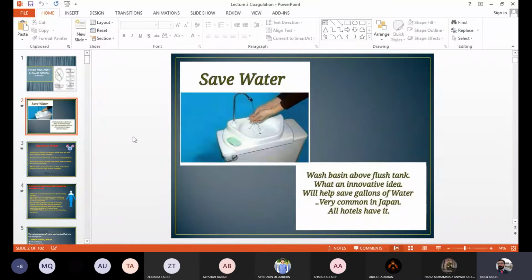Wash basin above flush tank. What an innovative idea! Will help save gallons of water. Very common in Japan, and almost all restaurants have this idea.